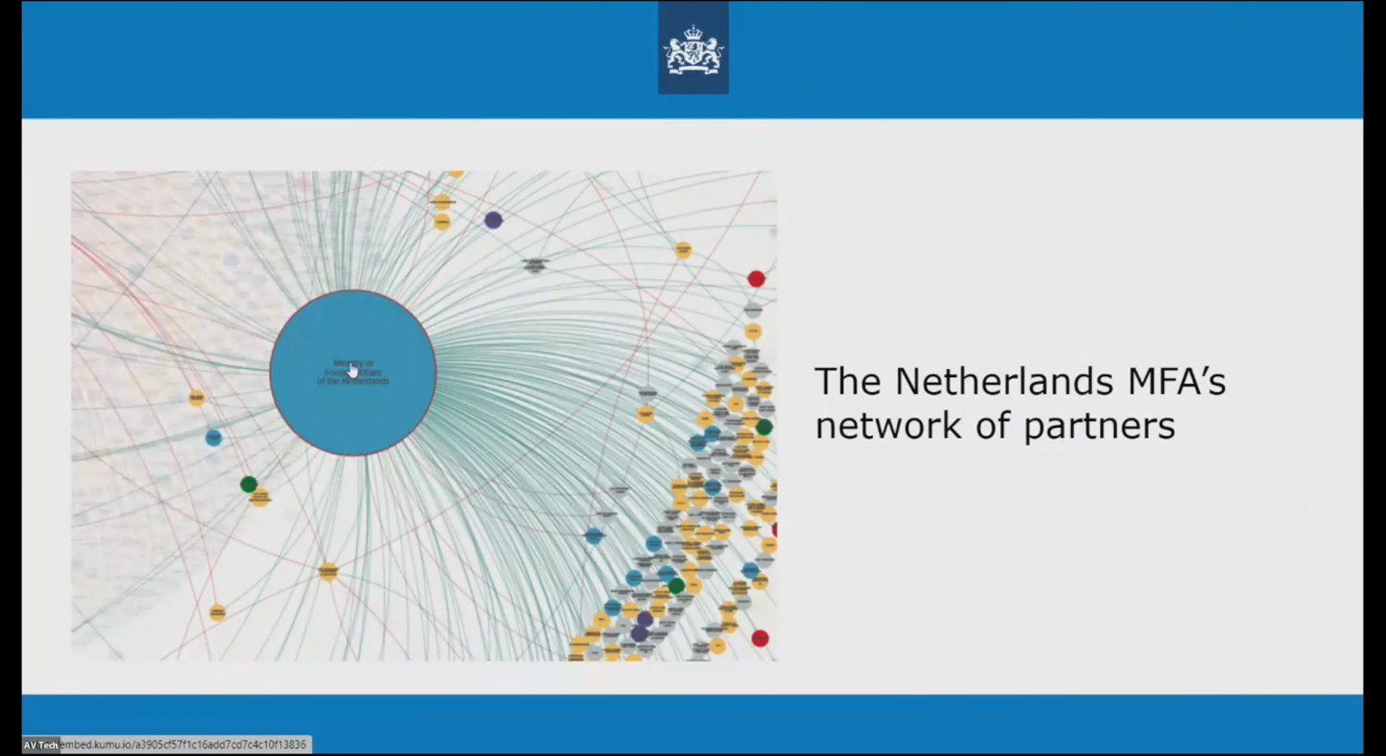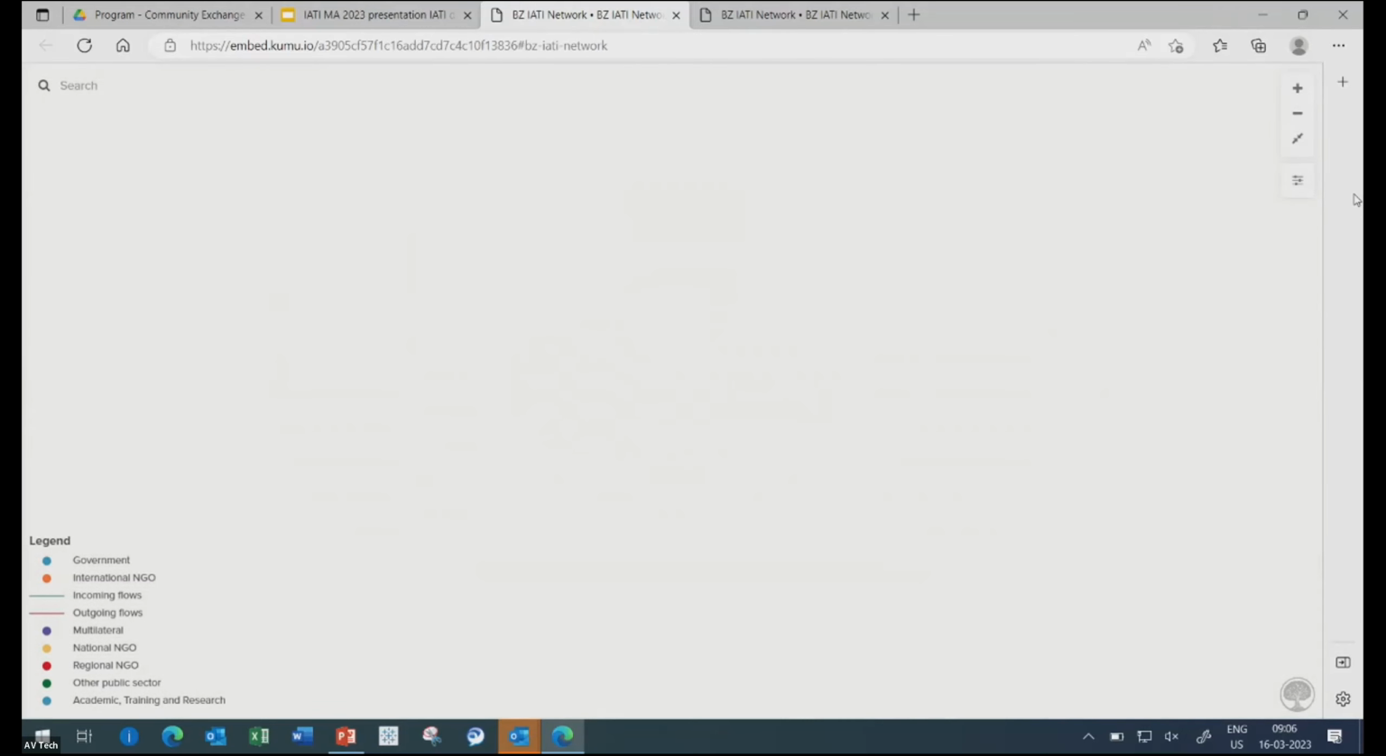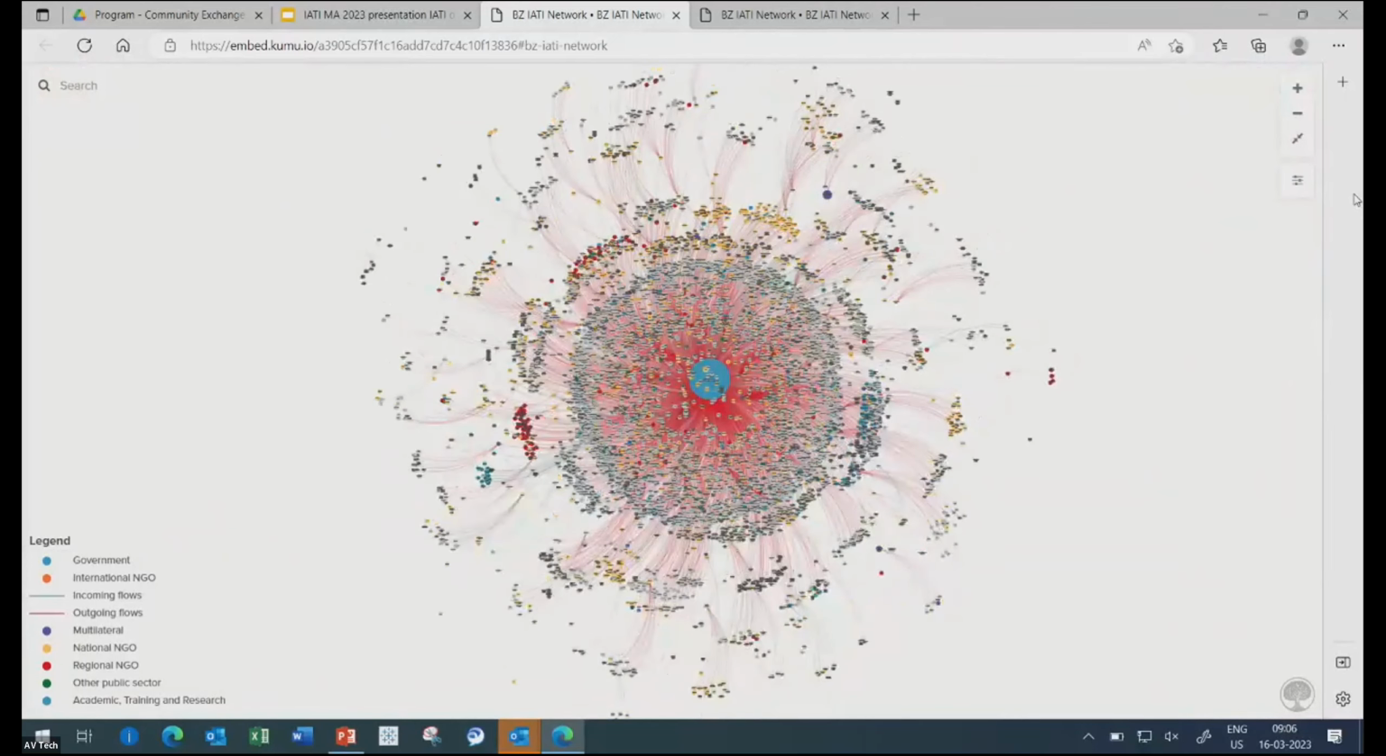So I want to start with showing you something. This is something that will take a while to load, and that illustrates quite nicely, I think, one of the points of this session. It will show you how our network looks like, our network of partners, and it illustrates, I think, quite well that development cooperation and humanitarian aid is a collaboration.